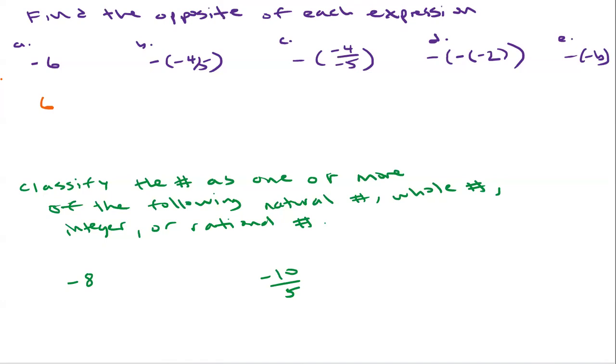Well, what is negative times a negative? What will that be? It'll be a positive, right? Negative times a negative is a positive 4/5. But we want the opposite of that, right? So that would be what? -4/5. Okay. How about this next one here?